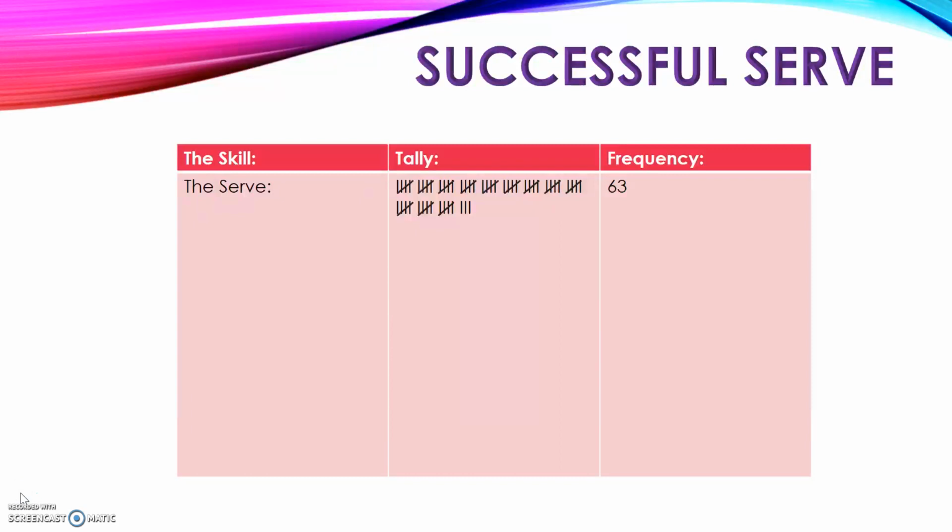So, I have done a tally chart for the successfulness of the serves. As you can see, I have done the chart and there was 63. This means that the team won a lot of points by having the most amount of serves.